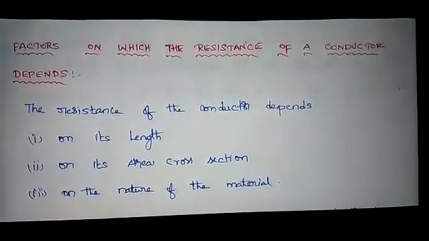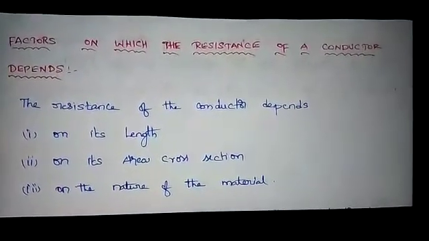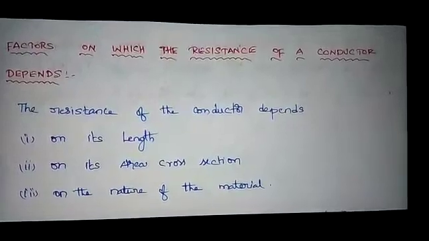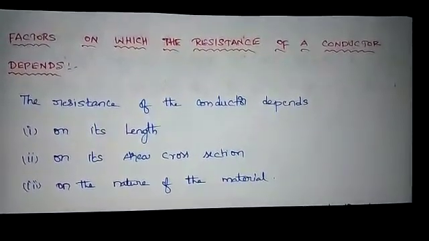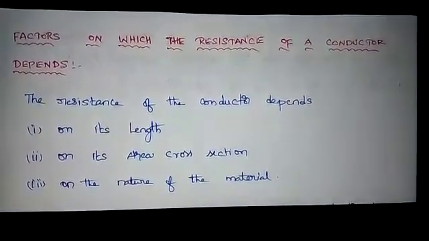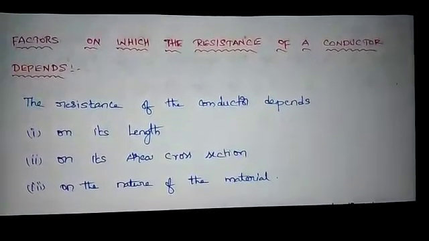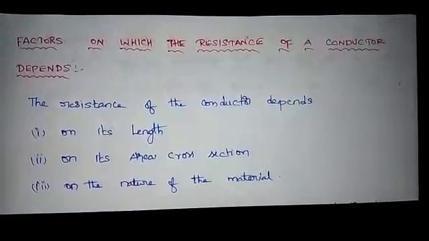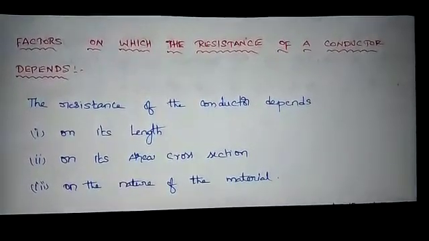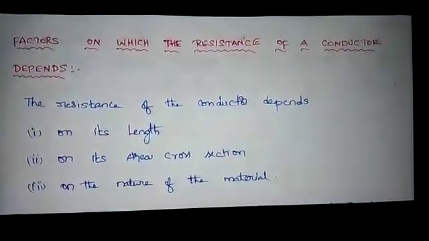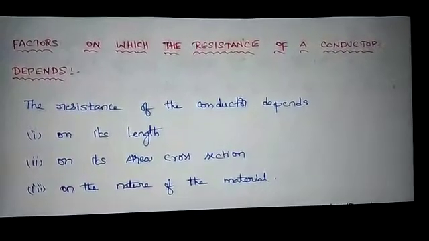See the next topic: factors on which the resistance of a conductor depends. This means which type of material can have some quantities, and on those quantities the different factors depend.